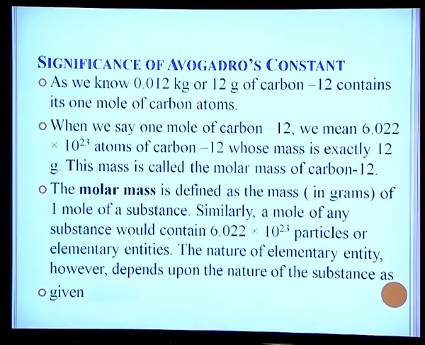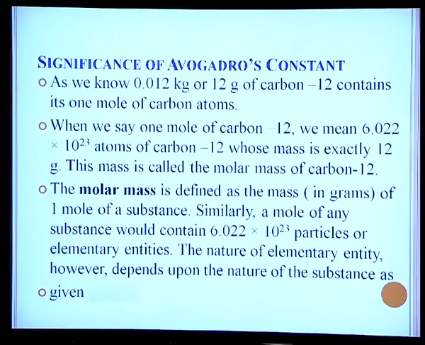Now, what is the significance of the Avogadro constant? As we know, 0.012 kg or 12 gram of carbon-12 contains 1 mole of carbon atoms. When we say 1 mole of carbon-12, we mean 6.022 into 10 to the power 23 atoms of carbon-12 whose mass is exactly 12 gram. This mass is called the molar mass of carbon-12. Molar mass is defined as the mass in gram of 1 mole of a substance. Similarly, a mole of any substance would contain 6.022 into 10 to the power 23 particles or elementary entities.